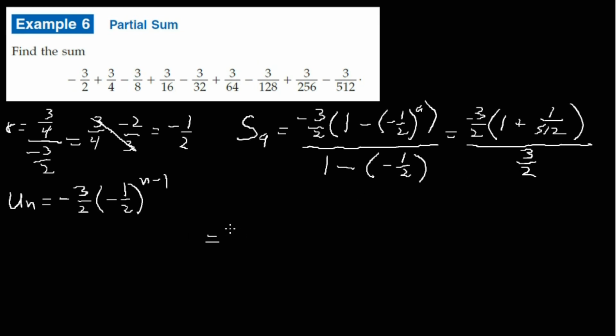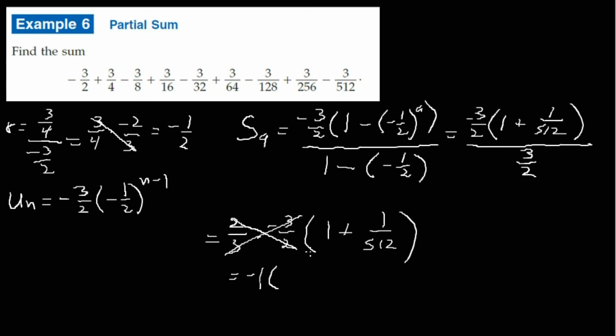Dividing by 3/2 is the same as multiplying by 2/3. So we can say we have 2/3 times a negative 3/2 times 1 plus 1 over 512. Well, these 2's are going to cancel. The 3's will cancel, leaving us with a negative. So we have negative 1 times 1 plus 1 over 512, and 1 plus 1 over 512 is just 1 and 1 over 512. Multiply this by -1, and that gives us a -1 and 1 over 512, which is just -513 over 512. So the ninth partial sum of this sequence is -513 over 512.